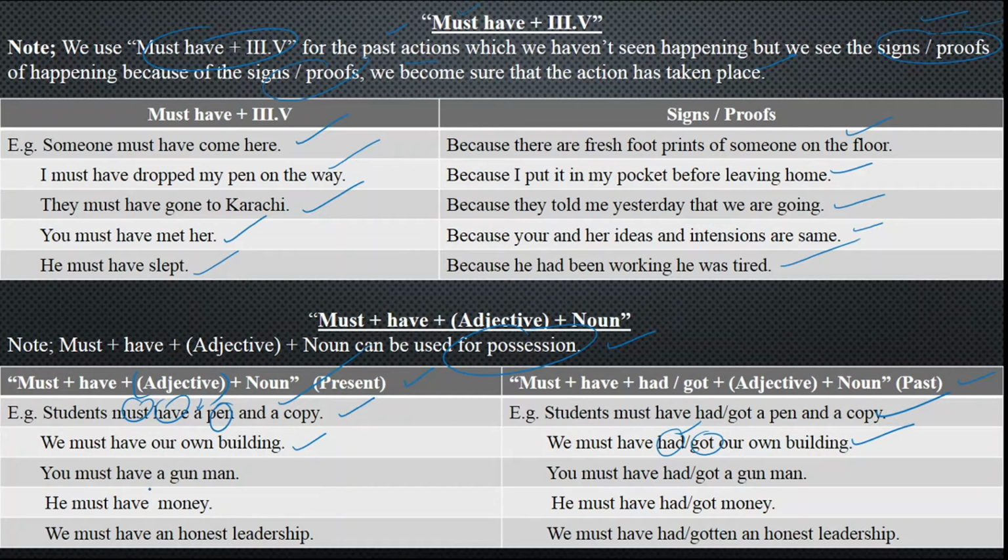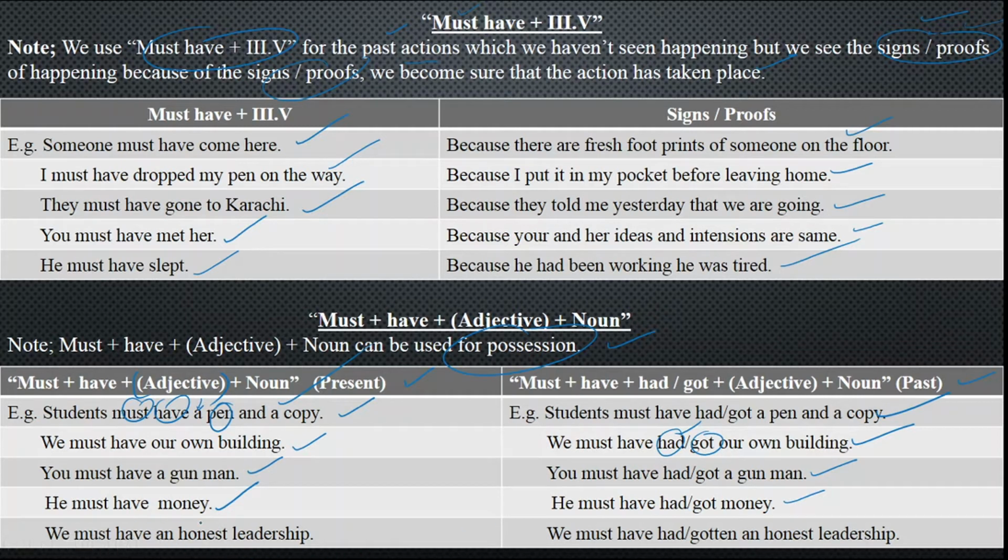You must have a gunman. You must have had a gun. You must have gotten a gun. So both are right: had a gun, or got a gun. He must have money for the present. He must have had money. He must have got or gotten money.